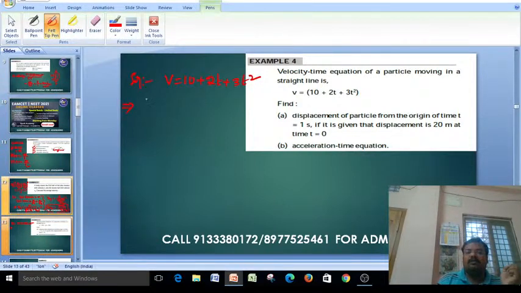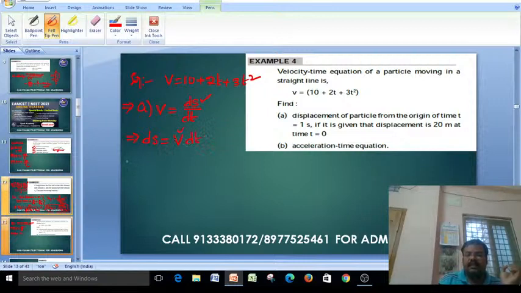So, I want to find the displacement of a particle in the first case. To find the displacement of a particle, velocity is equal to the rate of change of displacement. How do I represent that? That is ds divided by dt, right? So this is ds divided by dt. What do I want to find? I want to find the total displacement of the particle. That's why I take ds is equal to, just transposing this one, v into dt.